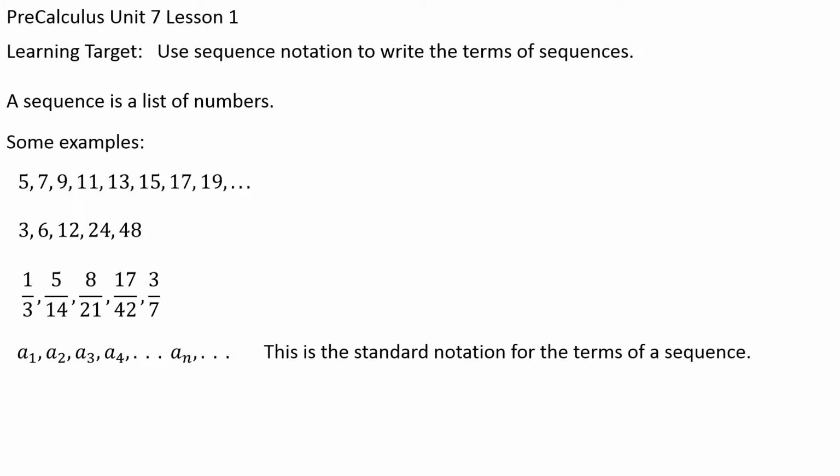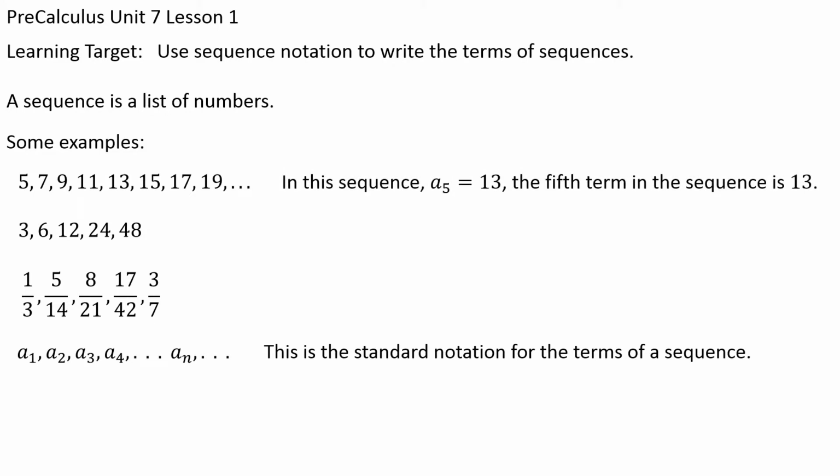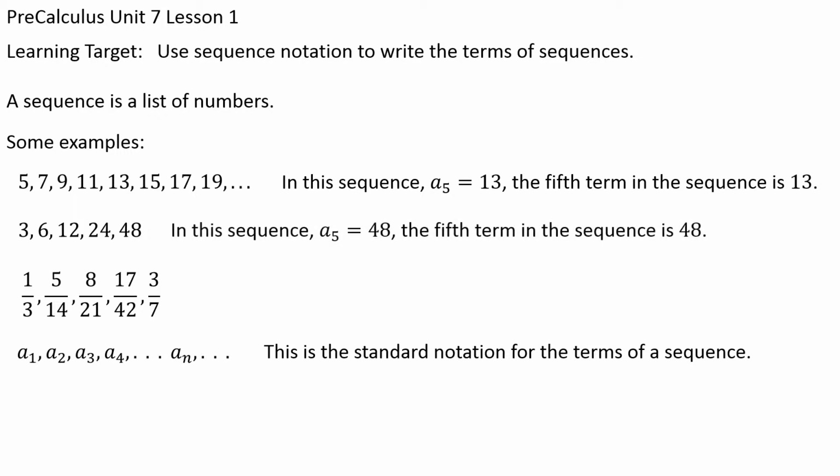First term is always going to be called A1. Second term is going to be called A2. Third term will be A3. The nth term, A sub n. So for example, that top sequence, A5 would be 13, because the fifth term in the sequence is 13. That middle sequence, A5 would be 48, because the fifth term in the sequence is 48.